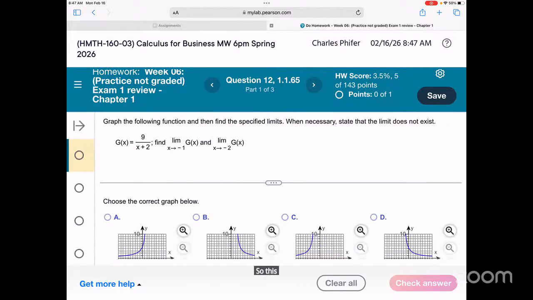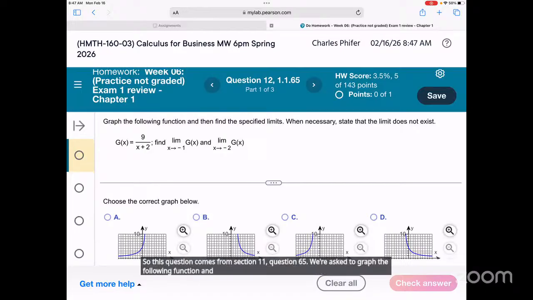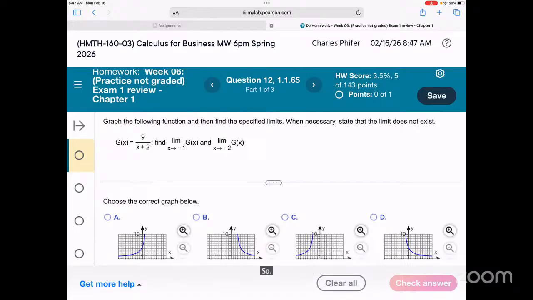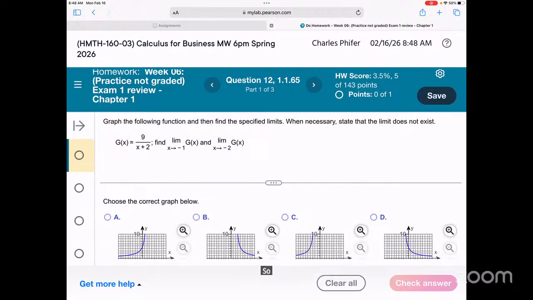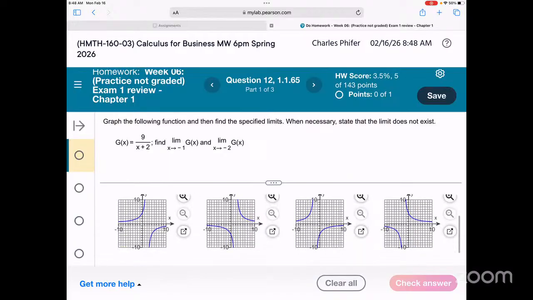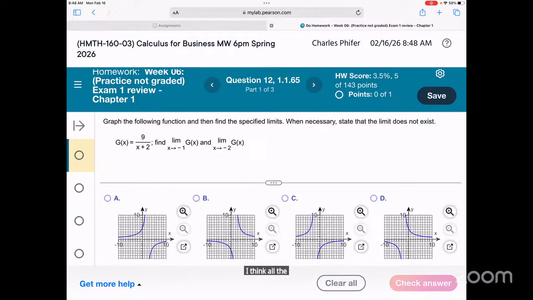This question comes from section 1.1, question 65. We're asked to graph the following function and find the specified limits. So we have a reciprocal function. If we use transformations, it will move left 2, with a vertical stretch by a factor of 9. So we can at least eliminate B because that one didn't move left. We can eliminate A and B because those move to the right. Ours needs to move left.